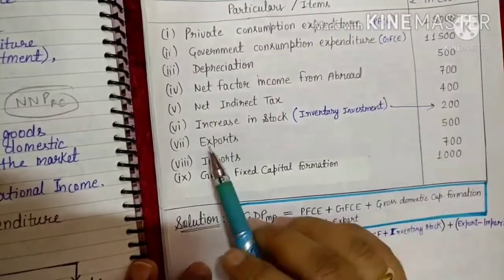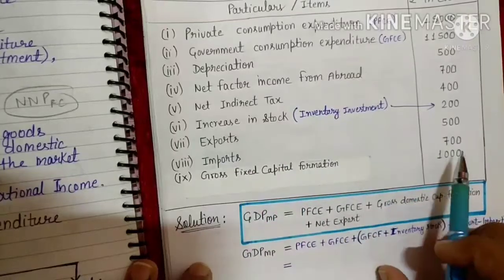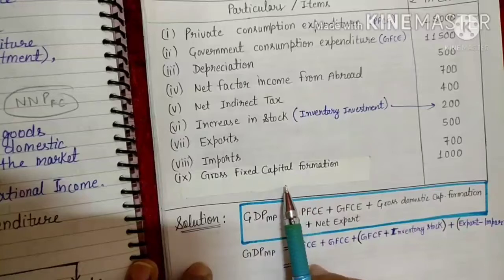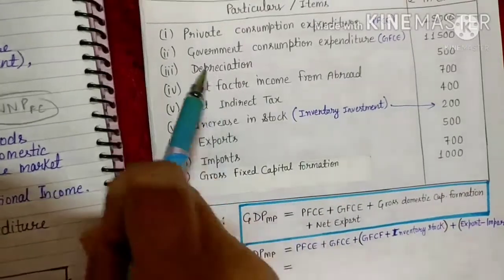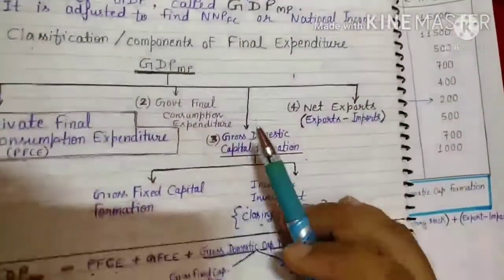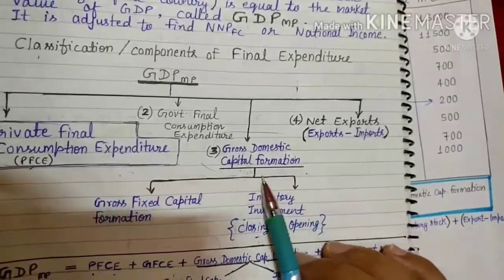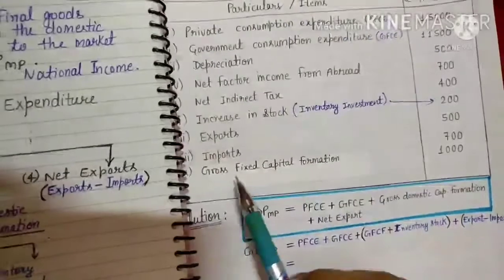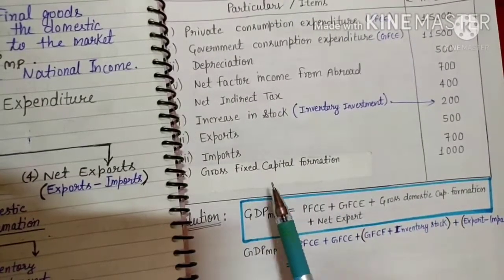Then given, export 500 minus import 700, the import given is 700. At last, gross fixed capital formation. This is the second part. If you remember, we have further categorized gross domestic capital formation into two parts. So gross fixed capital formation is given, this last part.